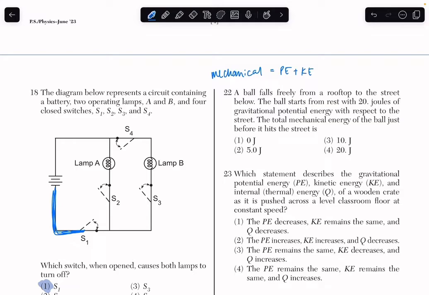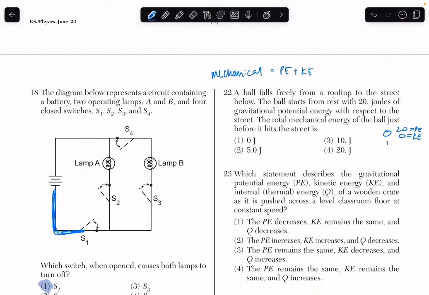So when it starts from rest, the ball is up here. It has 20 joules of gravitational potential energy. 20 equals PE. And it should have 0 joules of kinetic energy. And that's because when it's at the very top and it's not moving, it has so much energy built up. But kinetic energy needs some type of motion, because remember the equation: KE equals 1/2 times mass times velocity squared. There's no velocity happening, which means KE is 0.